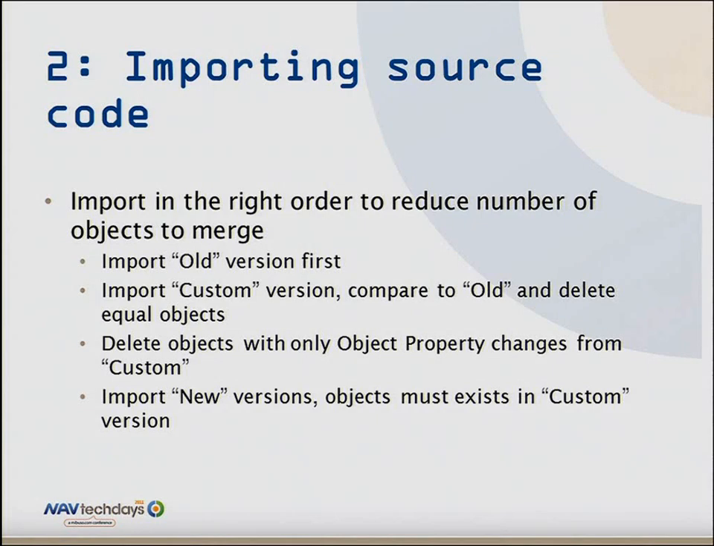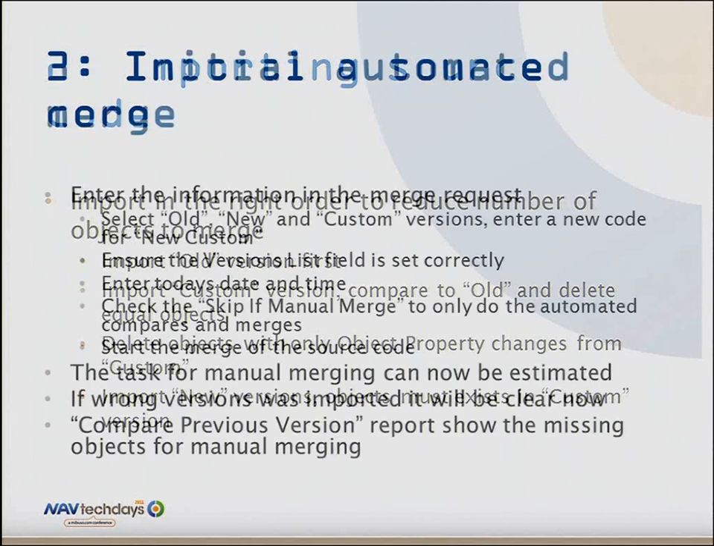So importing the source code, as you saw, I imported the old one, compared my custom against it, deleting all the equals, found the ones that only had object properties, and then at the end I went and imported my new version, but only the few objects I actually have to deal with. Merging 6,000 objects just in processing time is probably 2 hours. Merging the few objects that actually changed in processing time is maybe 5 minutes or 2 minutes or something like that. It's just keyboard time that causes all the delay of getting it done.